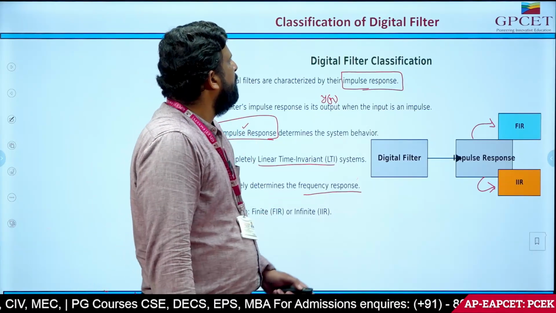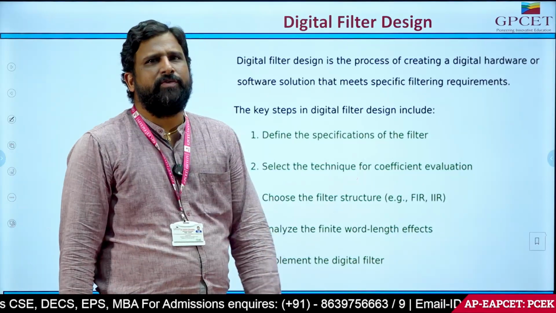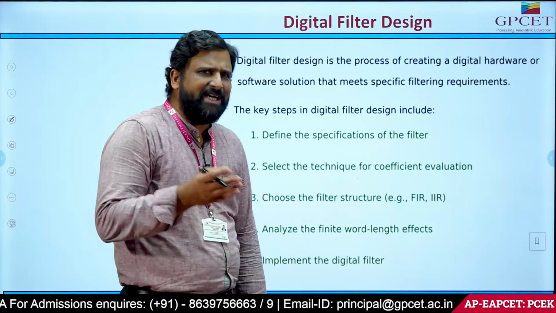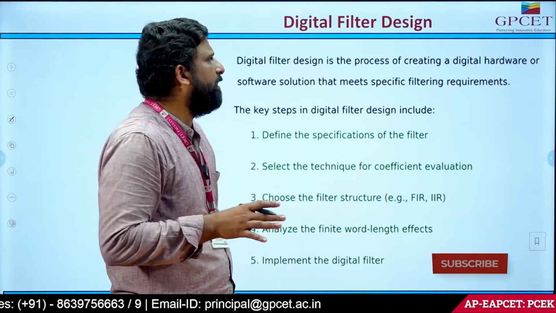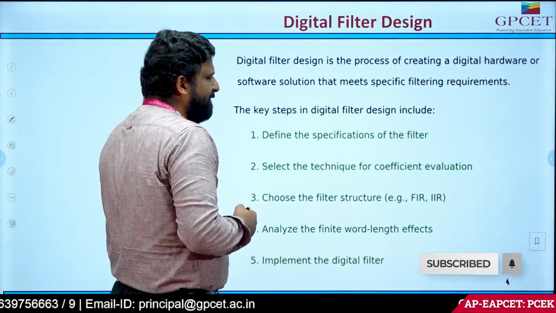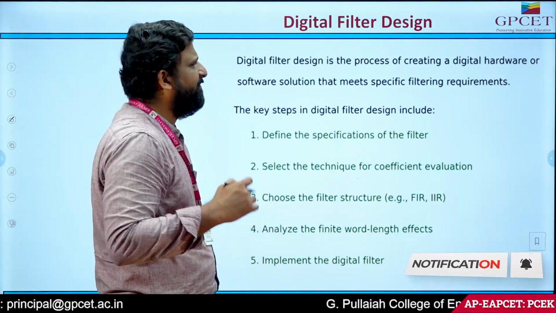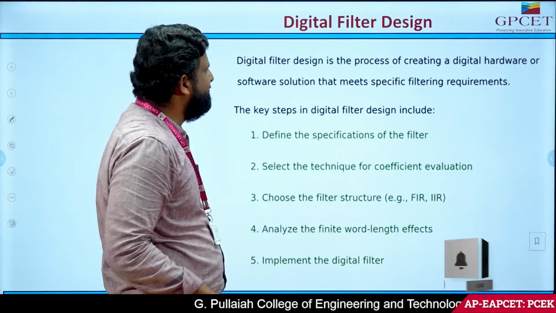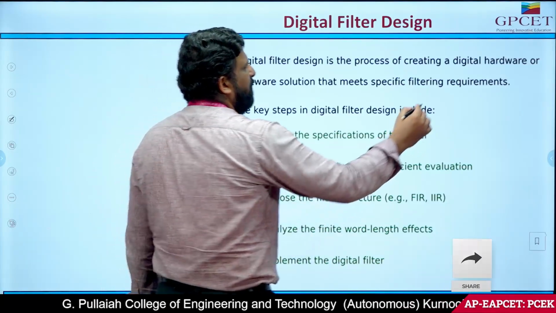Now, how are these digital filters going to be designed? What are the steps involved in designing a digital filter, whether it is a FIR filter or an IIR filter? Let's see the steps involved in designing these digital filters. Digital filter design is the process of creating digital hardware or software, whatever it may be.